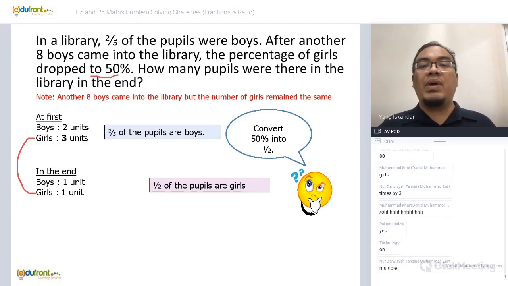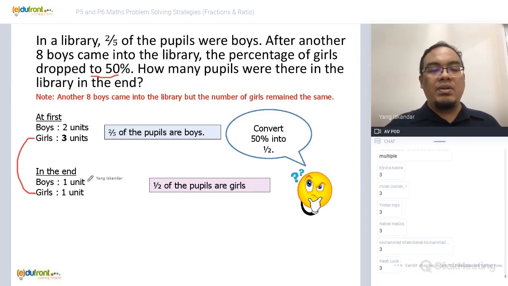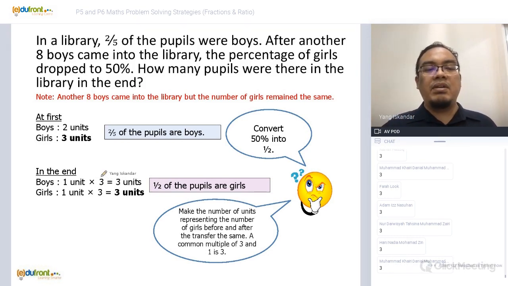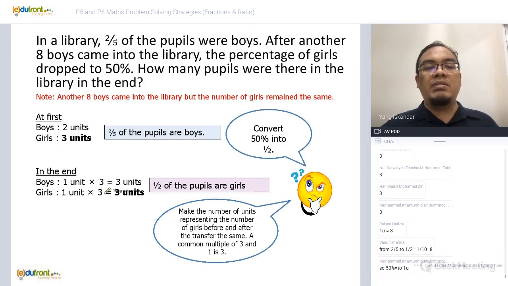What's the lowest common multiple of 1 and 3? 3. Very good, well done. So we multiply 3 to the girls here. We get 3 units. And please remember to multiply 3 to the boys also. Why do we need to multiply 3 also? Remember, these are equivalent ratios, right? Don't forget, these ratios are connected. In the end ratio, boys and girls are the same. So in the concept of equivalent ratio, when you multiply 3 to girls, here also you must multiply by 3. So you get 3:3.